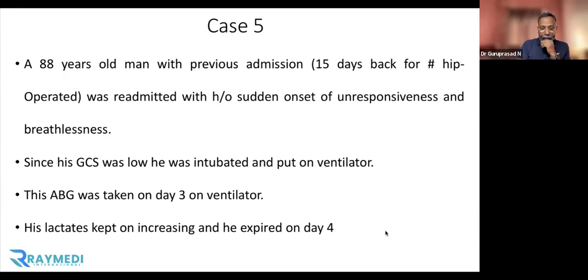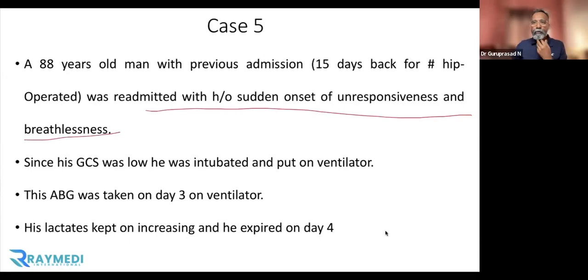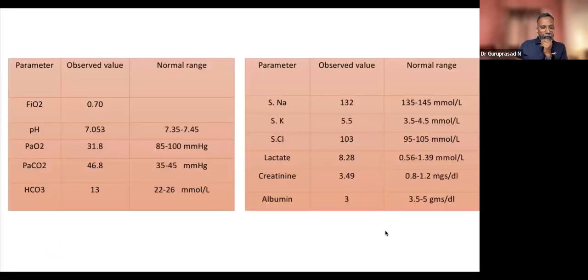This is an 88-year-old man with a previous admission. 15 days back, he was admitted and operated for a fracture of the hip. He got admitted with a sudden onset of unresponsiveness and breathlessness. So there should be some diagnosis coming to your mind, because this man is post-op hip surgery. Since his GCS was low, he was intubated and put on a ventilator. The ABG was taken on day 3 of ventilator, and his lactates kept on increasing, and he expired. So we'll see how we solve this ABG.